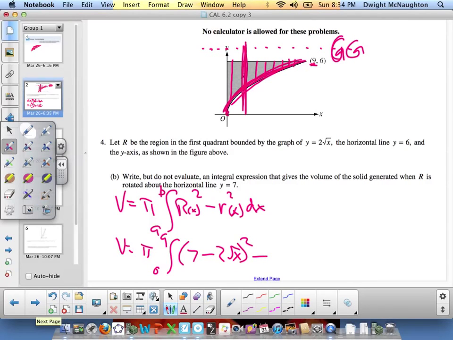Our small radius of rotation will be 7 minus 6, because you go down to here, and then you come back up to this line, which is 6. Well, you can go ahead and write that as 1, right? So that is the solid generated by rotating around y equals 7.